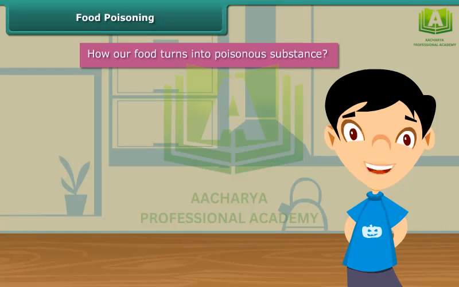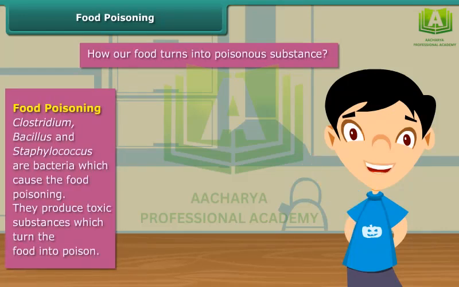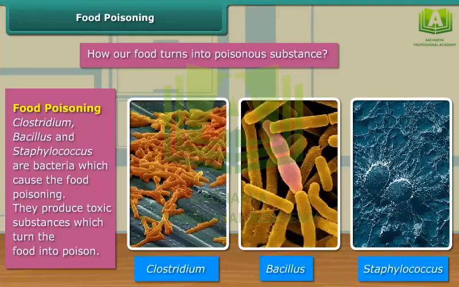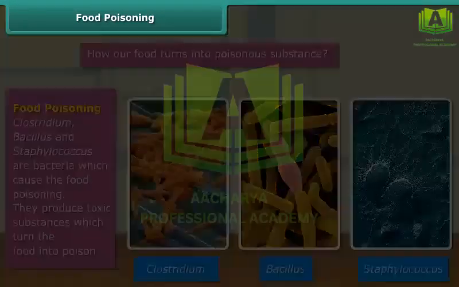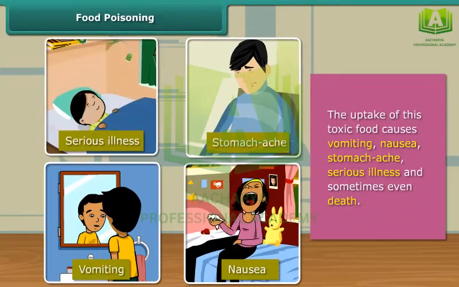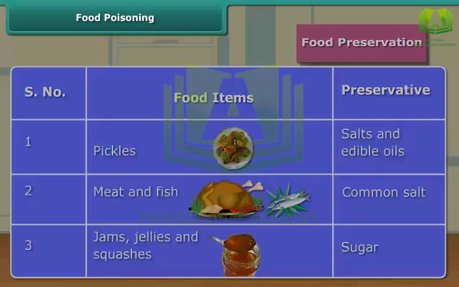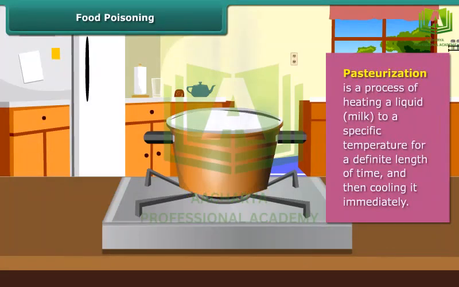Friends, in the summer season, if food is lying in the open for a longer duration, the food turns stale and finally poisonous. The cause of this is again the same: bacteria. There are some bacteria like Clostridium, Bacillus, and Staphylococcus which cause food poisoning. This food causes harm to us. We can preserve our food by some methods as listed below. We use the pasteurization process to preserve milk.